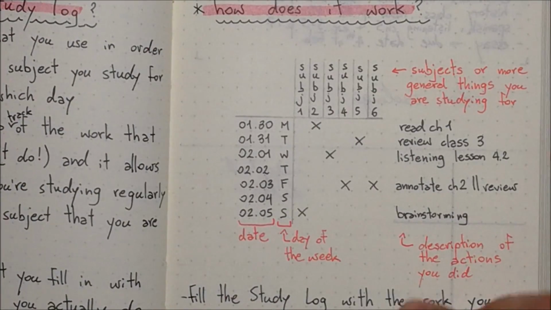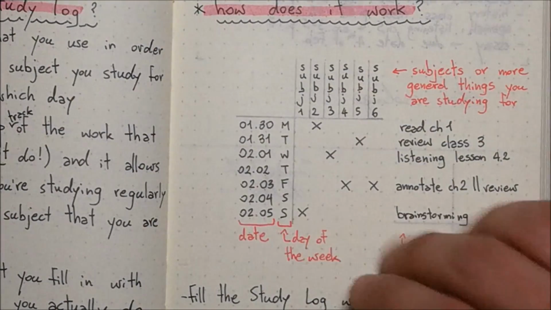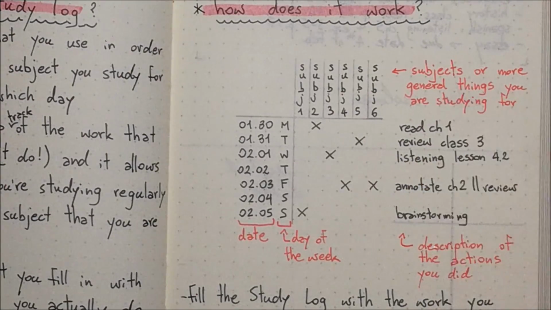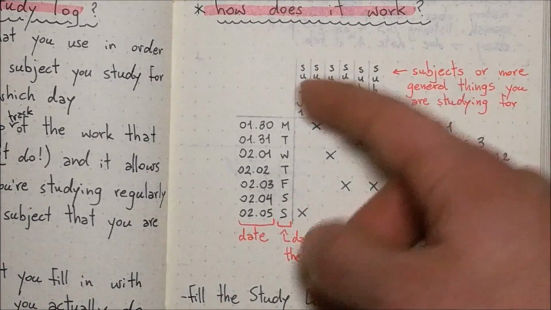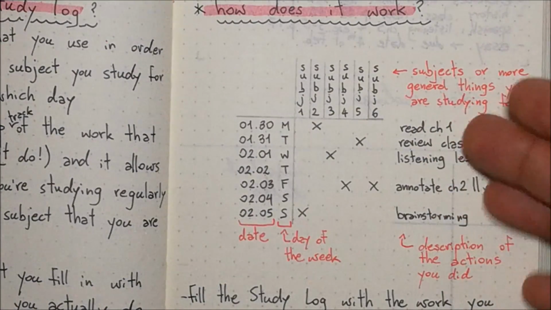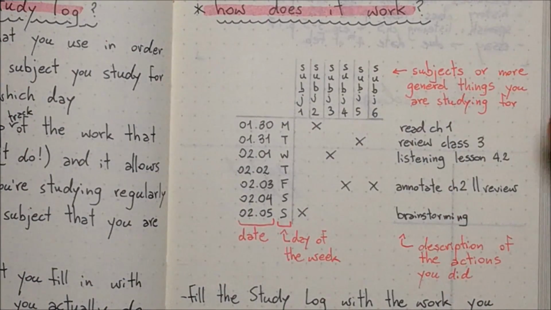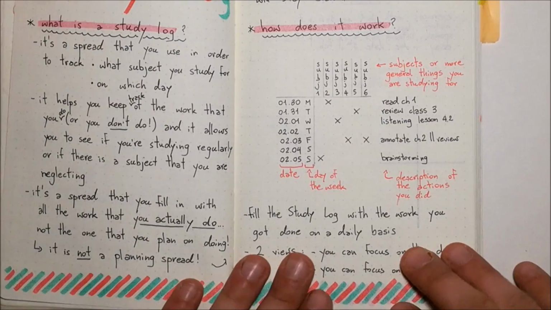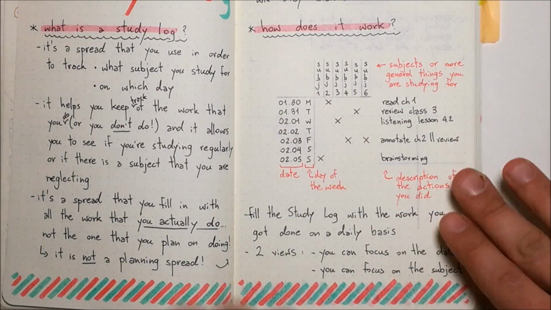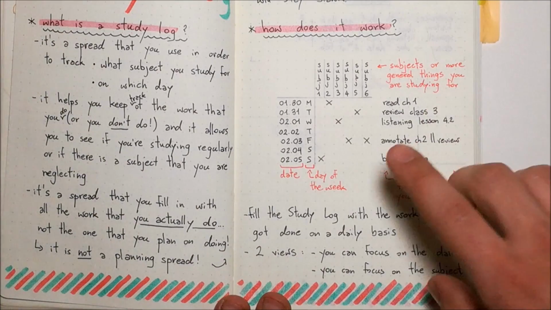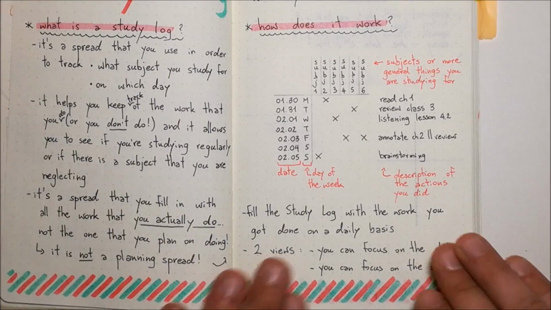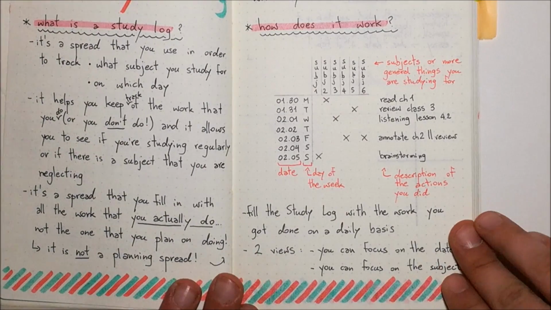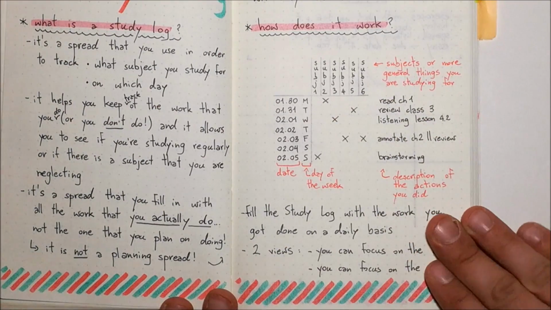And of course, you can also have a more global view of the week as a whole. If you have a lot of crosses, that means that you studied a lot. If your week is blank, that means that you did not work on what you wanted to study for. In order to better explain how the system works, I'm going to fill a blank study log live right now. Just feel free to leave in a comment down below all of the questions that you may have about the system and how it works.